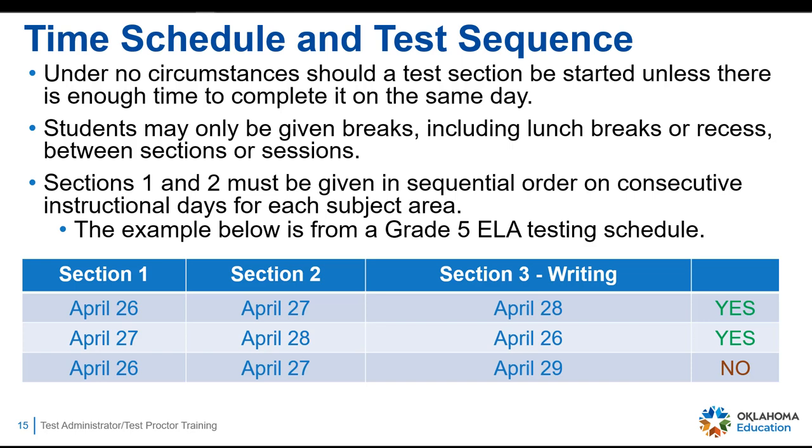The example below is from a Grade 5 ELA testing schedule. Section 1 on April 26, Section 2 on April 27th, Section 3 writing on April 28th. This is a good example. Section 1 on April 27th, Section 2 on April 28th, Section 3 writing on April 26th. This is a good example. Section 1 on April 26th, Section 2 on April 27th, Section 3 writing on April 29th. This is not a good example.